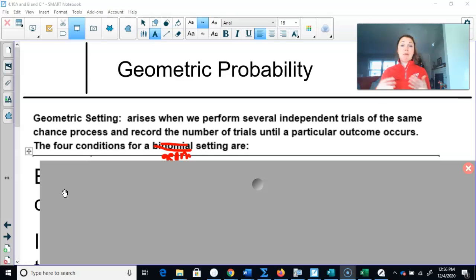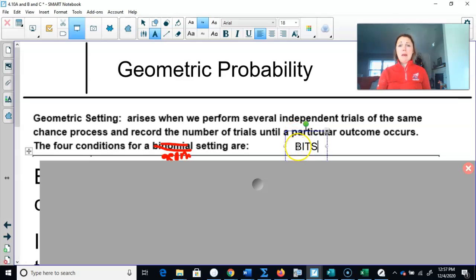It arises when we perform several independent trials of the same chance process and record the number of trials until a particular outcome occurs. The four conditions for those geometric settings, now we're going to have an acronym again, just like we did for binomial. For binomial, our acronym was BINS. That was to help us figure out if we have a binomial setting. Our acronym for geometric setting is BITS. Notice there's only one letter different between BINS and BITS. That means that they're pretty similar.